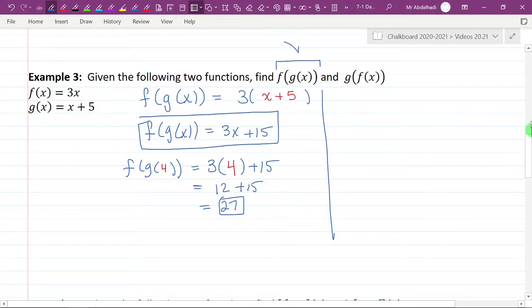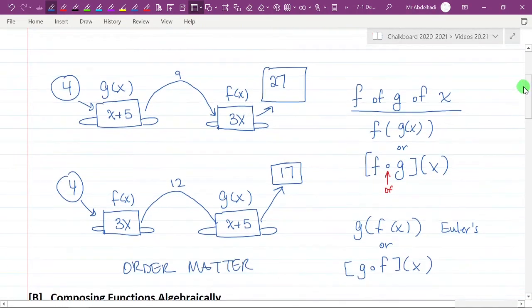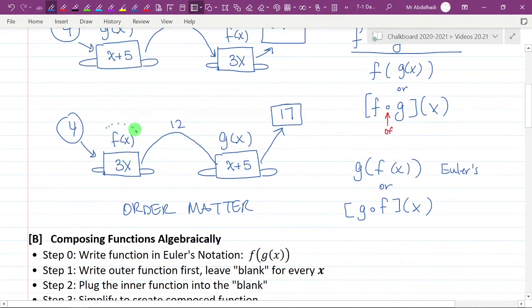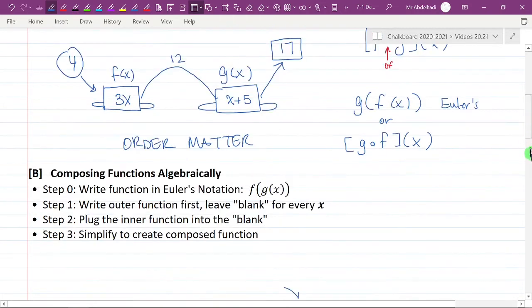Now, what if we switch the two functions, where f of x is going first and g of x is going second, and that gives us, for the same 4, we get a 17. Let's see, how do we find that function?